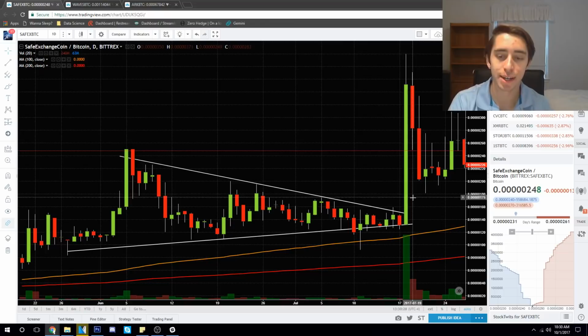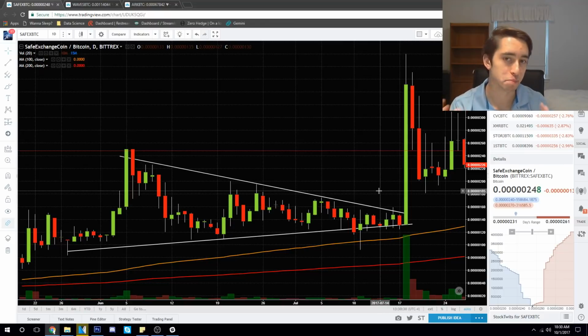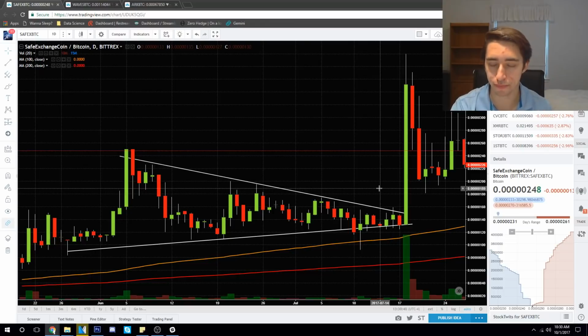So again, wedges are not exactly bullish or bearish. Now there are two types of wedges we're going to talk about after this, where one is bullish and one is bearish. But in this case, wedges are not always bullish or bearish. They're showing you that there's going to be a coiling of price action and there's going to be a big movement to the upside or downside. Just knowing this, though, will give you a very good advantage to be able to make trades.